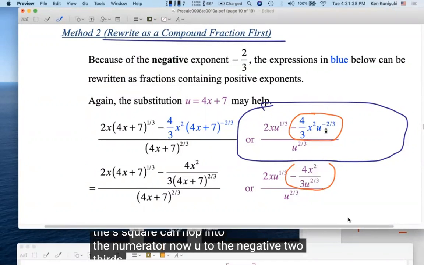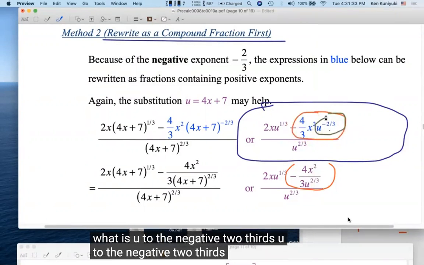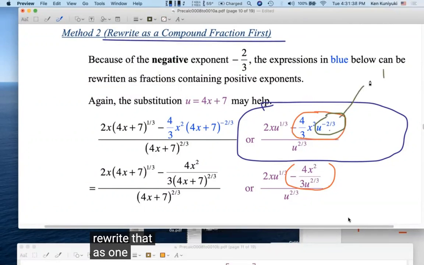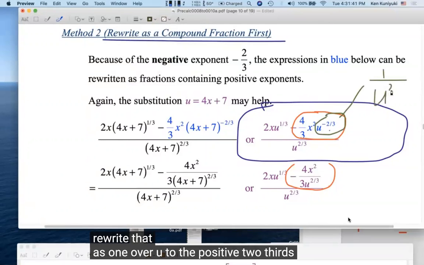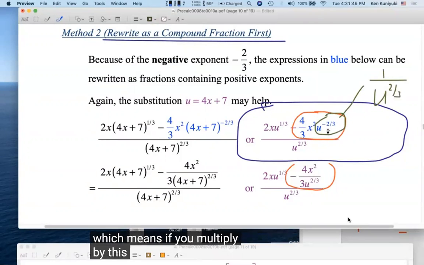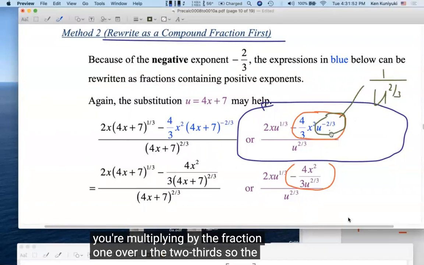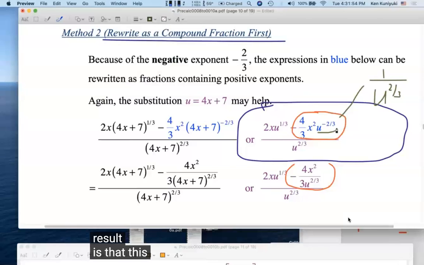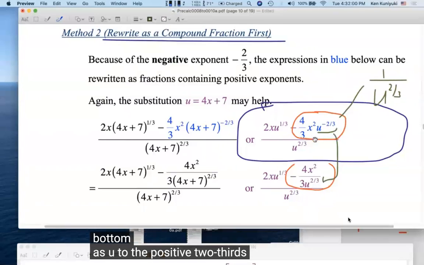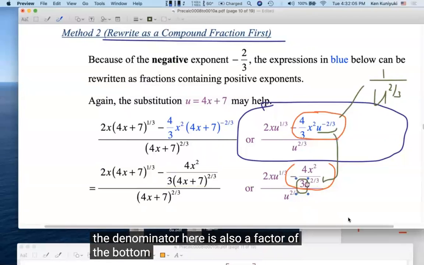Now, u to the negative 2/3, how can you rewrite that? As 1 over u to the positive 2/3. Which means if you multiply by u to the negative 2/3, you're multiplying by the fraction 1 over u to the 2/3. So the end result is that this can roll down into the bottom as u to the positive 2/3. By the way, the 3 down here, the denominator here, is also a factor of the bottom.